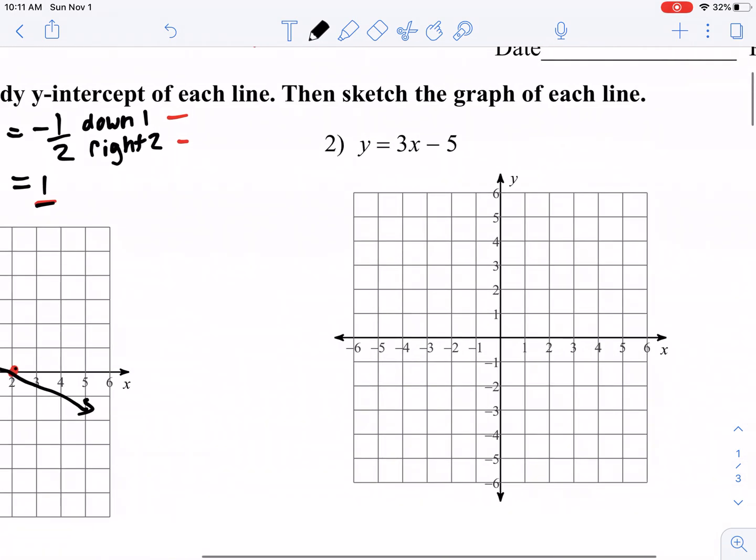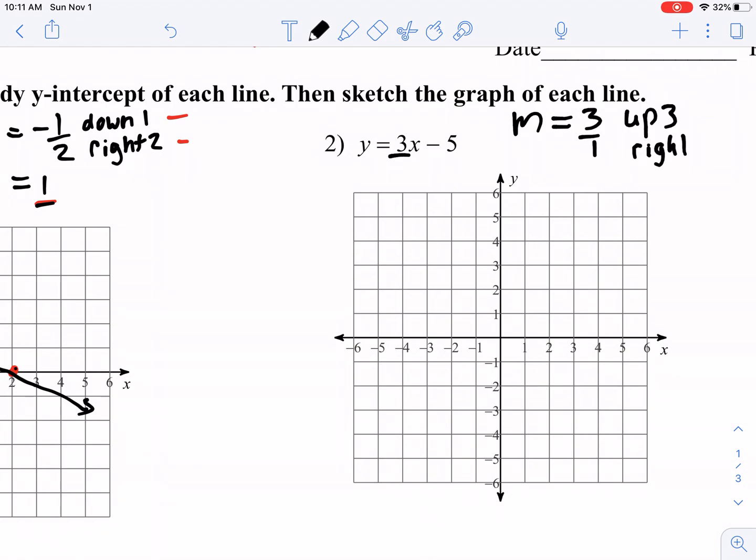Now, the second one. Again, we have to identify our m and our b, our slope and our y-intercept. The slope here would be 3, so m is 3. To help us with our rise over run, technically 3 can be written as 3 over 1. So my rise is a positive 3, and my run is a positive 1. So when we do our rise over run, we're going to go up 3 and right 1.